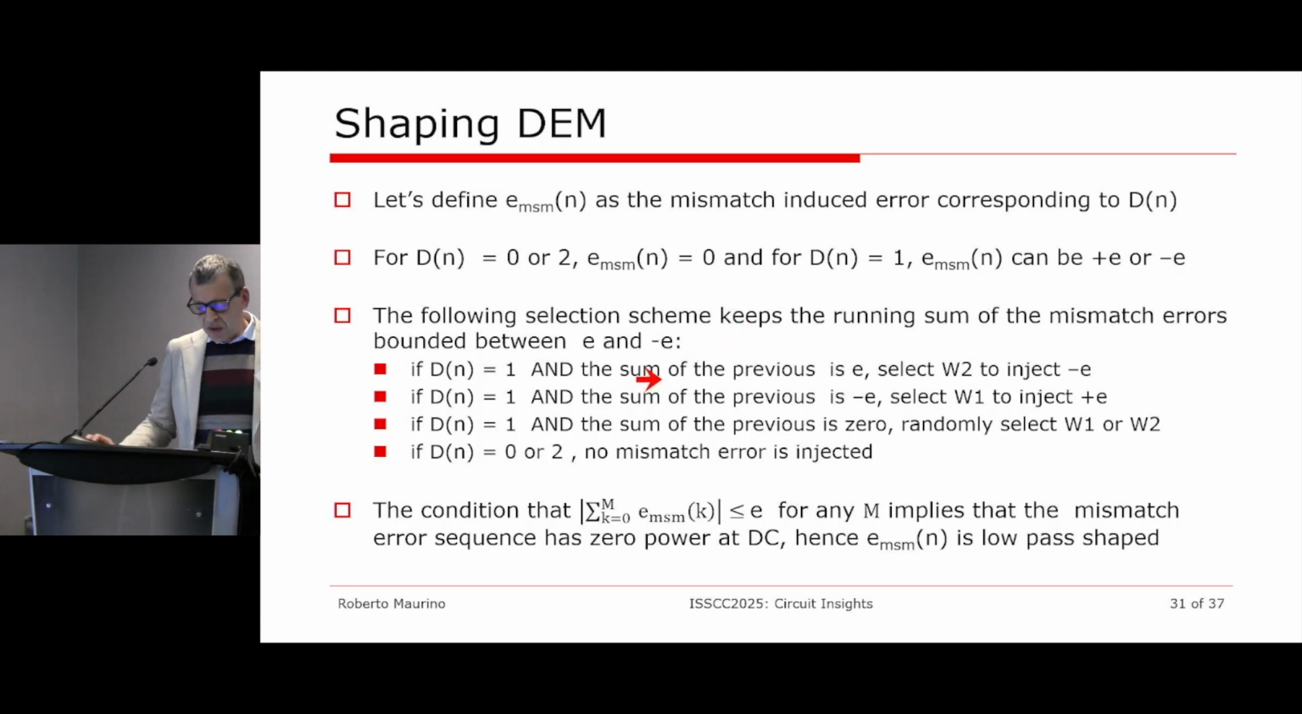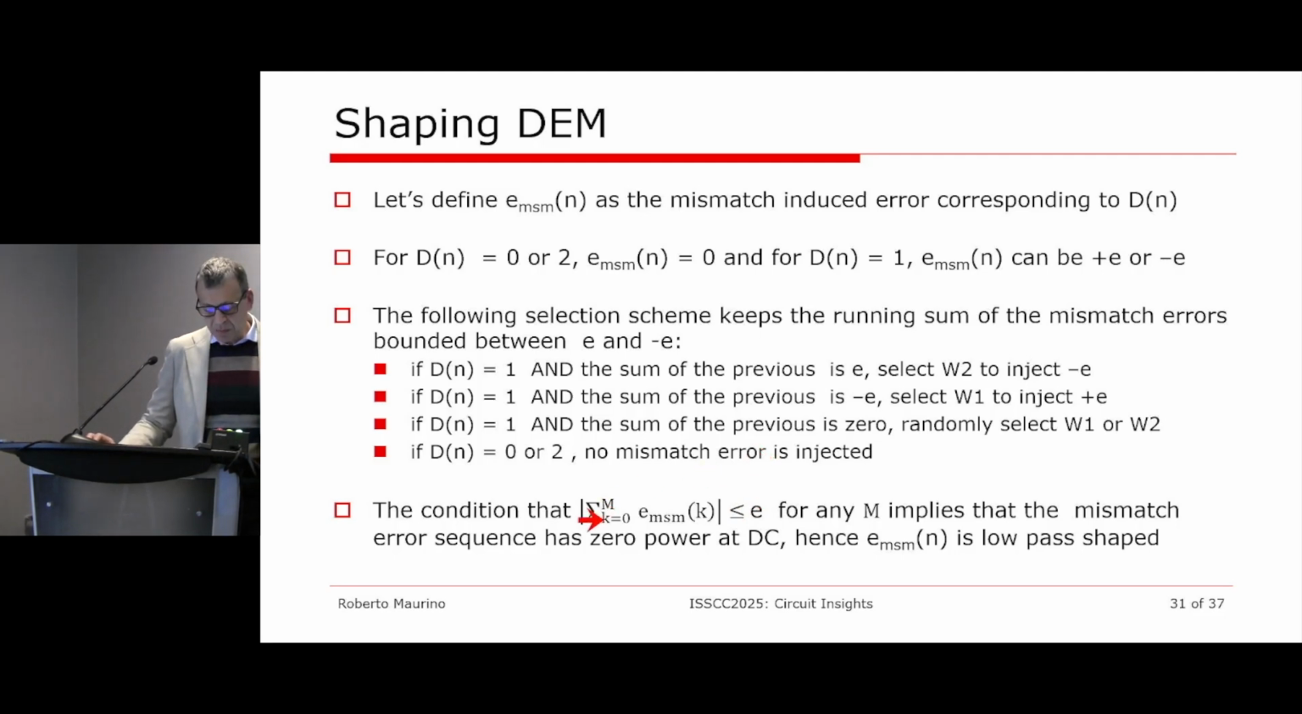Now, how do you keep the running sum of the errors bounded? It's quite simple. If the sum of the errors previously was E, you can select the second element and inject an error of -E, so that brings it back to 0. Vice versa, if it was -E, you select the other element, and that injects a +E error, and again brings it back to 0. If the running sum was 0, then you're free to select any of them. If you implement this scheme, the sum of all your errors is always less than E, and this means that basically at DC there is 0 power.